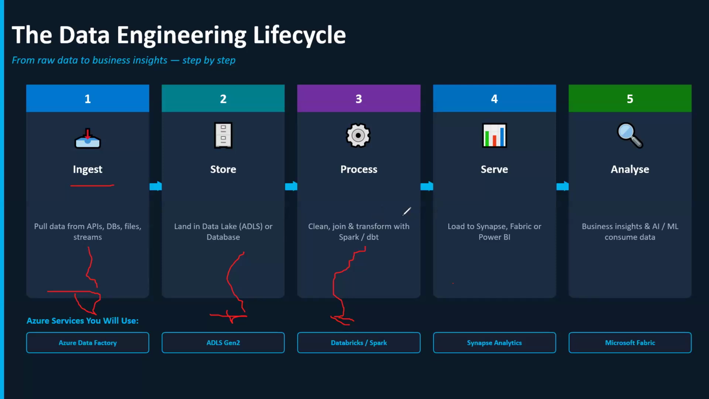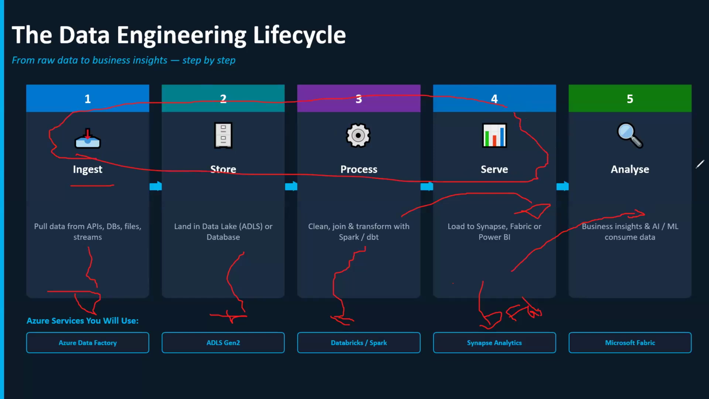Okay. So once it is done, you're going to serve it, because you need to serve it at one of the layers so that people will consume it. So here I'm using Synapse or Fabric, or not Power BI actually. Serving can be anything. Here I'm using Synapse Analytics, or I can use Fabric to store the data. So serving means to efficiently store the data somewhere for consumption. Once it is done, then analyze the data, whether for business insights or AI/ML consumers, anyone like a data scientist, data analyst, or AI developer will consume the data. So this 1 to 4 is being done by the data engineer.